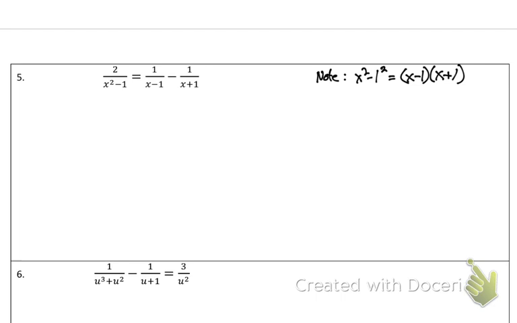So when I'm actually looking for a common denominator, or something that x minus 1, x plus 1, and x squared minus 1 all go into, I'm going to multiply everything by x minus 1 times x plus 1. Because the x minus 1 will go into it, the x plus 1 will go into it, and so will that x squared minus 1.